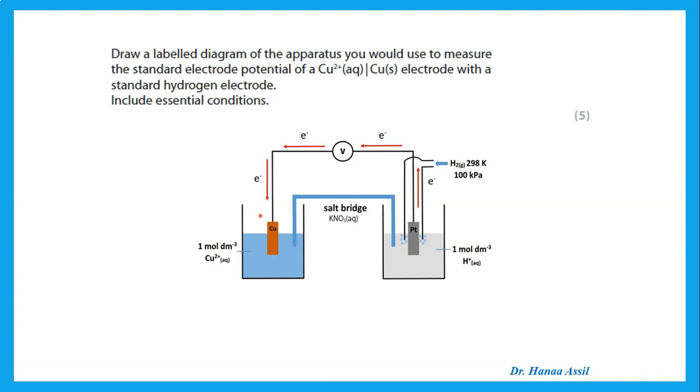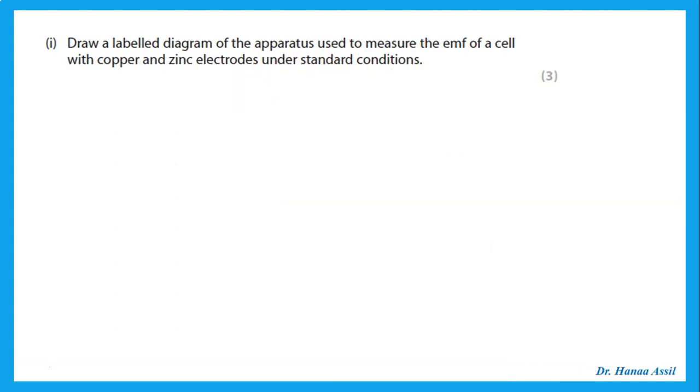And it should have a platinum electrode dipped into a solution of sulfuric acid, 1 mole per decimeter cubed concentration, and wires going to the other half cell, that is the one where we have a copper electrode in copper ions of concentration 1 mole per decimeter cubed, and there is a salt bridge of potassium nitrate solution connecting the 2 half cells.